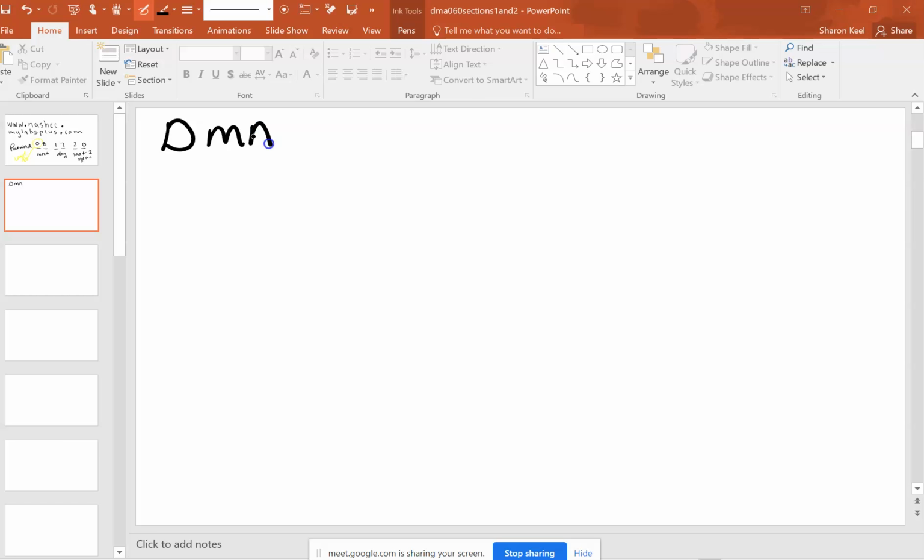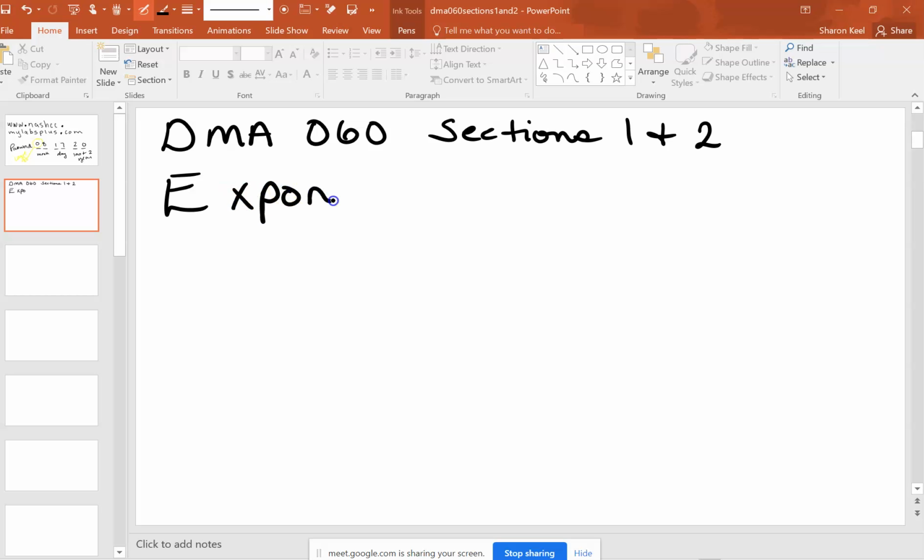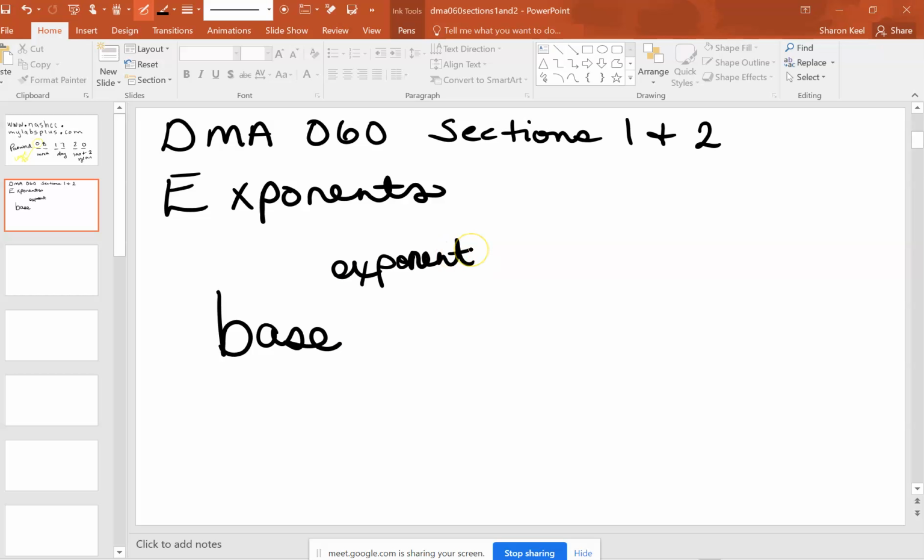So for our DMA 60, we are going to lecture on sections 1 and 2. As we begin here in section 1, we are going to be looking at exponents. When we have an exponent, we have a value that's called the base, and then up here in the superscript is the exponent. So if I have, for example, 5 squared, 5 would be my base, the 2 would be the exponent.